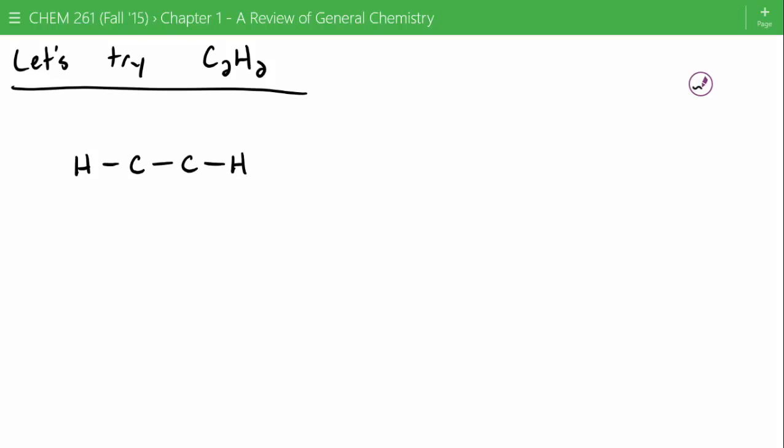Is that correct? No, it's a triple bond in this case. So now we've got an octet, we've got the correct number of valence electrons, so this looks good. All right, if we look at each of these carbon atoms, since they're identical, what's the geometry? Linear. What's the hybridization? sp.